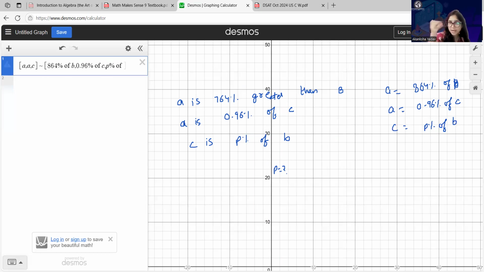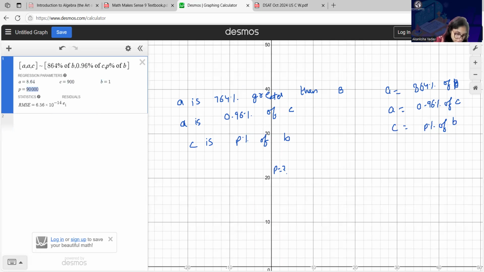Correct? When there are more variables but fewer equations, then this method is very useful. And now you can see you will get all the values. A is 8.64, C is 900, B is 1, P is 90,000. So the value of P is going to be 90,000. Got it? So understand where do we use this? This is a system of equations, but they're making no sense. They're random equations.